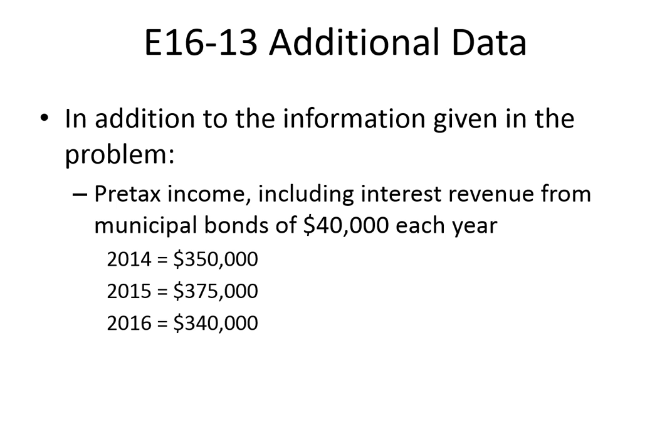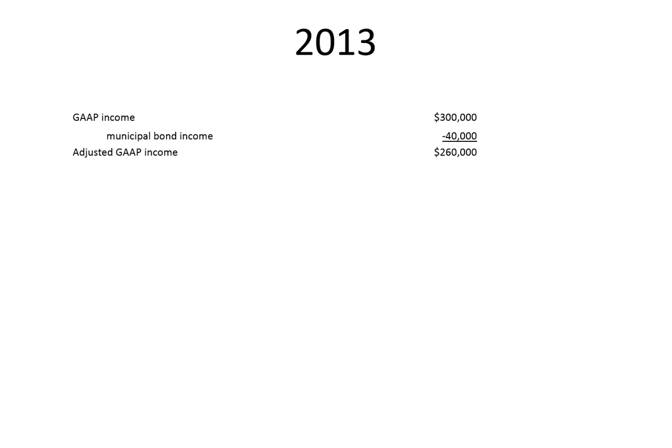Alright, so let's start organizing the information here a little bit. For 2013, the first thing we do is deal with GAAP income of $300,000. We subtract out that municipal bond income. Although that is legitimate income for GAAP purposes, it is specifically excluded from taxation and will never be taxed. So we just deduct it right off the top, and we get adjusted GAAP income, in this case of $260,000. That adjusted GAAP income is going to serve as the basis for determining our income tax expense computation. We'll come back to that momentarily.